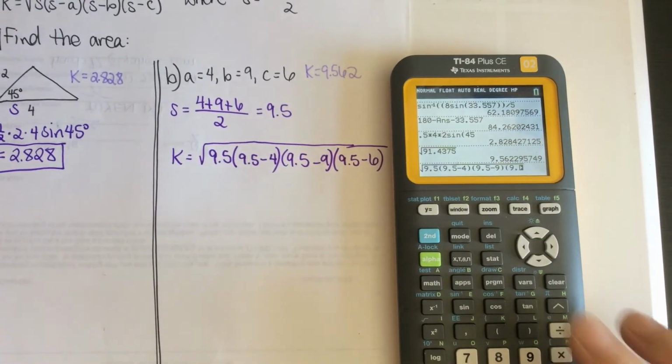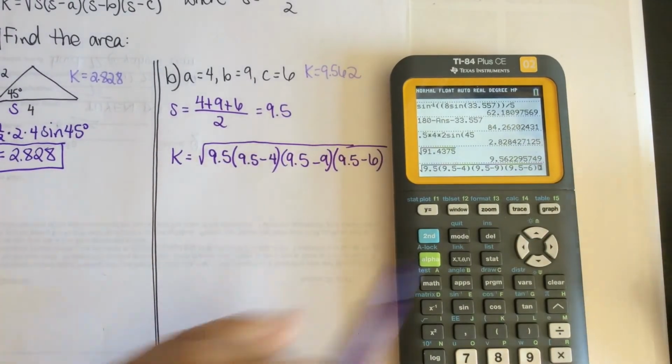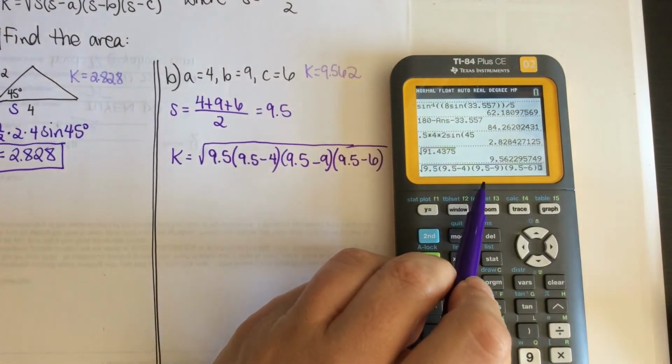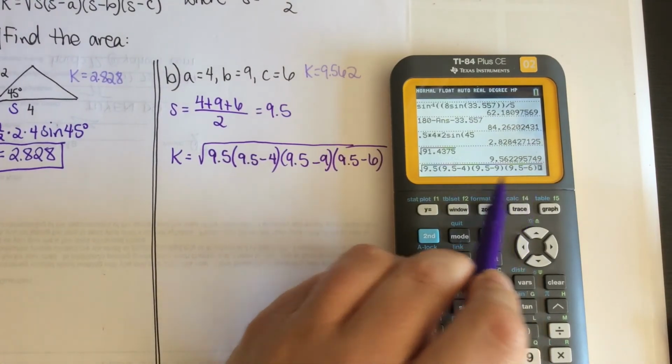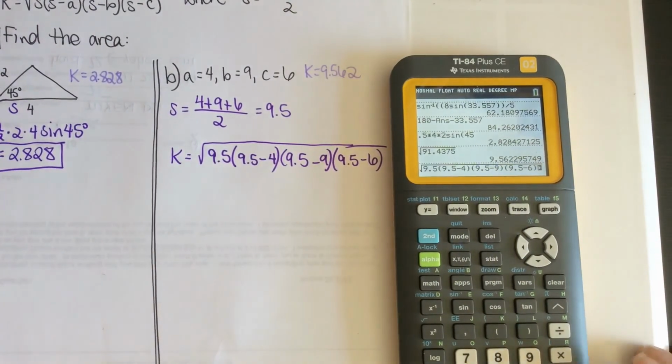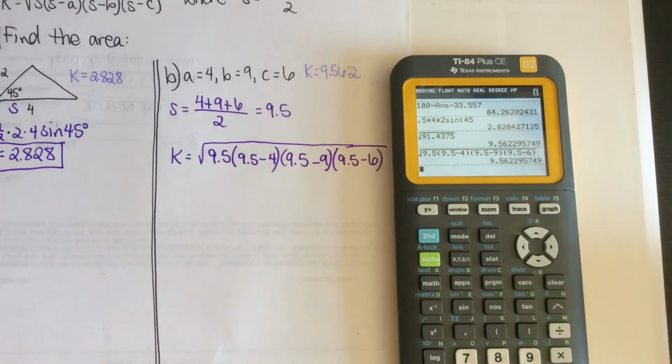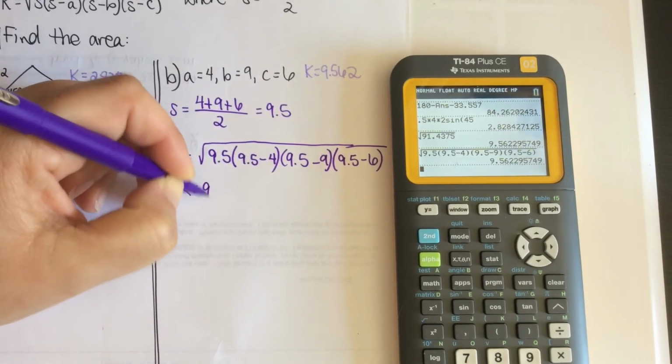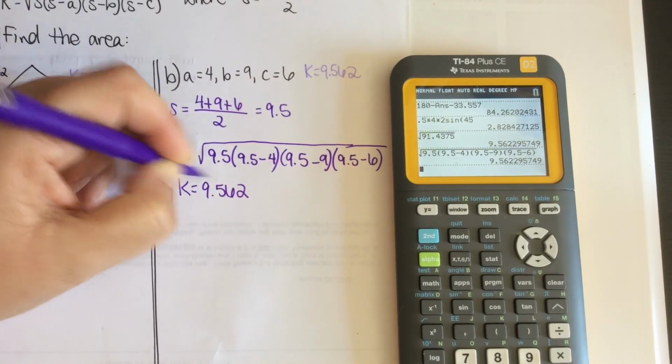Please, please, please, especially on this problem that should be like easy peasy points, make sure you double check that you typed it in right. I'm not wearing my glasses, so I'm going to triple check. Yes, we're good. And that's where we get the 9.562.